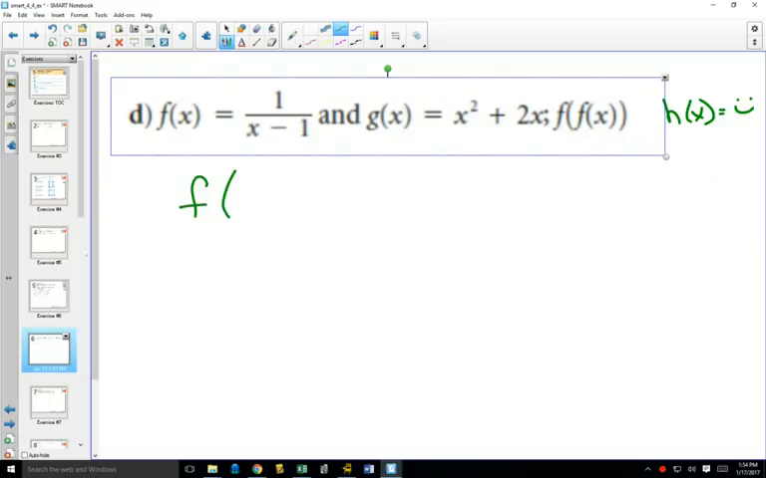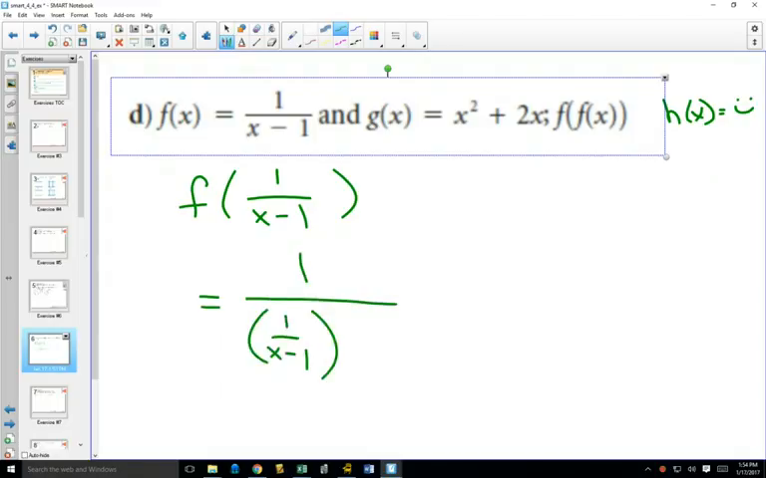Anyways, f of x, well, f of x is 1 over x minus 1. And what the function f does says whatever you put into it, we do 1 over that minus 1. So if you put in 1 over x minus 1, you would get 1 over that minus 1. Now, what we have as an answer right now is something called a complex fraction. It's a fraction inside of another fraction. You can't leave your answer as a complex fraction on the final exam, so we need to simplify that.